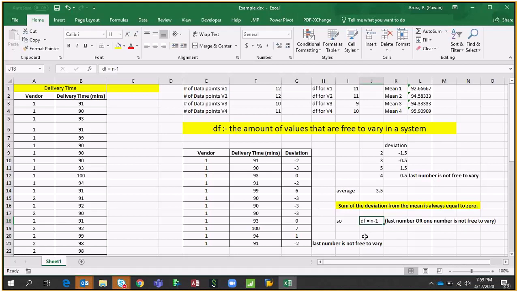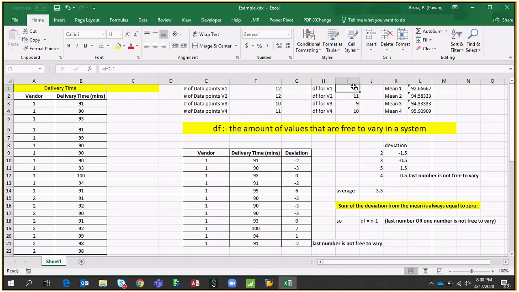So here in this case, if we have 12 data points, the degrees of freedom will be 12 minus 1, which is 11, right? You can see here, we have 12 data points for vendor number 1. This is the data for vendor number 1, and you can count 12 here, and this is the mean of all these vendors, and this is the degrees of freedom, which is 12 minus 1.